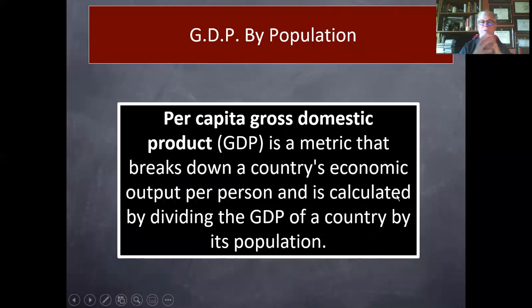Okay, another thing that's important to consider, GDP is one measurement, but GDP by population, or per capita, is an indicator of the wealth of a country. So, for example, you take a place like China, the GDP is just fantastic, but GDP per person is nothing. So, therefore, it is a very poor country for most people.